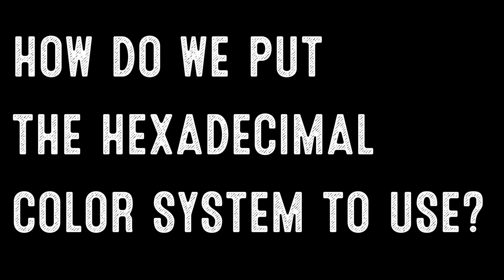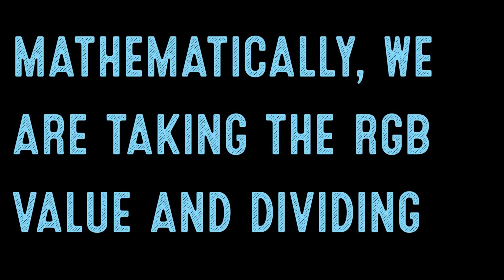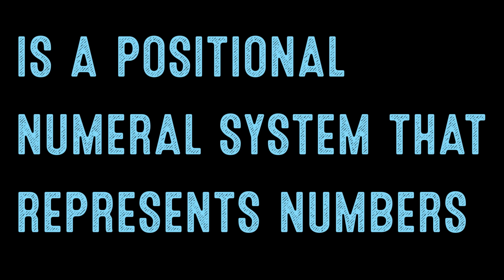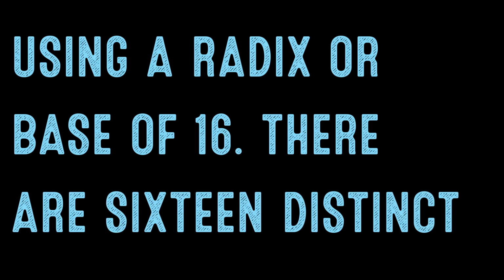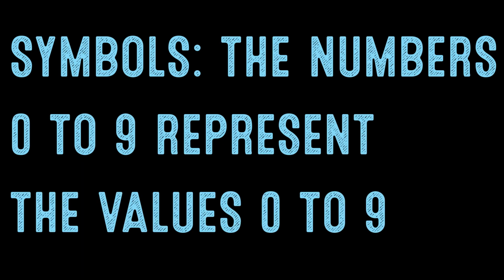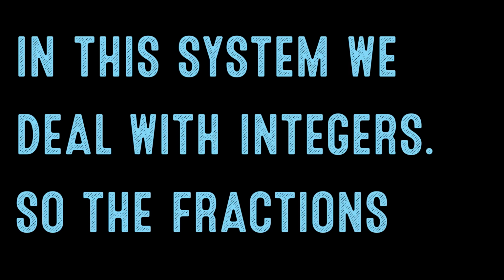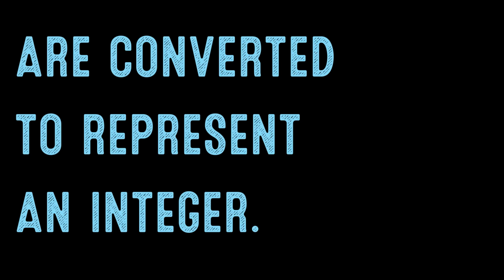How do we put the hexadecimal color system to use? Mathematically, we are taking the RGB value and dividing it by 16. The hexadecimal numeral system is a positional numeral system that represents numbers using a radix or base of 16. There are 16 distinct symbols. The numbers 0 to 9 represent the values of 0 to 9, while the letters A to F represent the values 10 to 15. In this system, we deal with integers, so the fractions are converted to represent an integer.